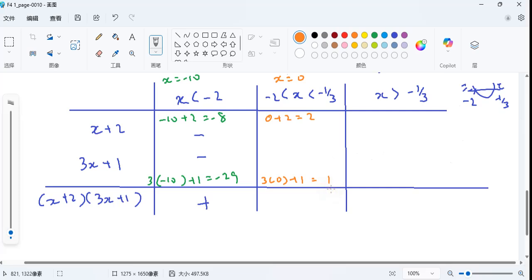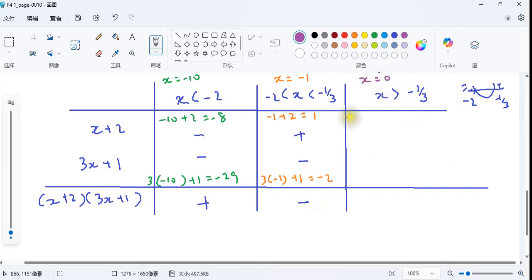Okay. Wait. 0 is not between negative 1 over 3 and negative 2. So x equal to negative 1. So negative 1 plus 2 then is 1. So 3 times negative 1 plus 1 is negative 2. So it's positive, negative, so it will be negative.